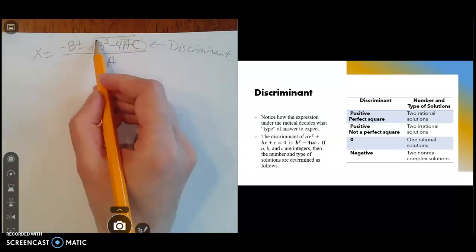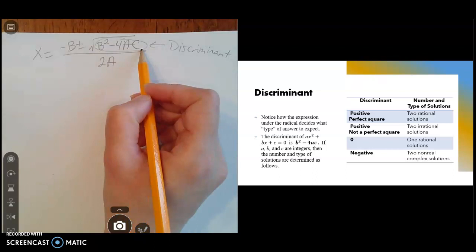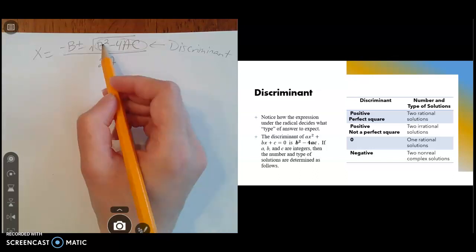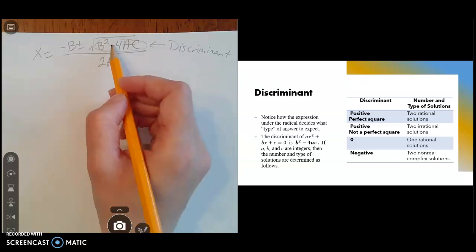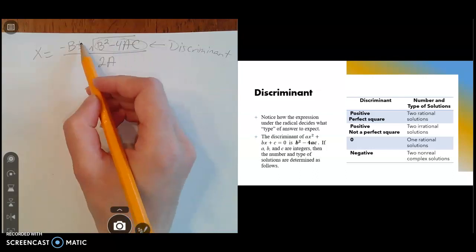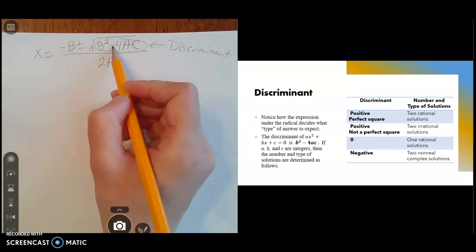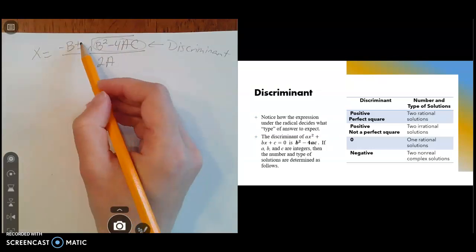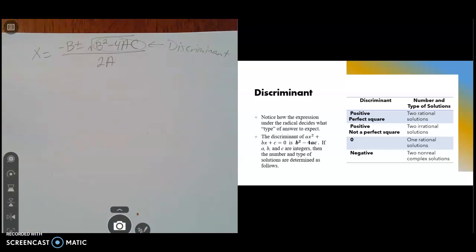If that discriminant, the b squared minus 4ac, is negative, that means you're going to get some sort of an imaginary number when you take the square root, which means you're going to get a complex solution. You're going to get a real plus or minus an imaginary number. So you're going to get two answers, the plus and the minus, and they're both going to be complex numbers.